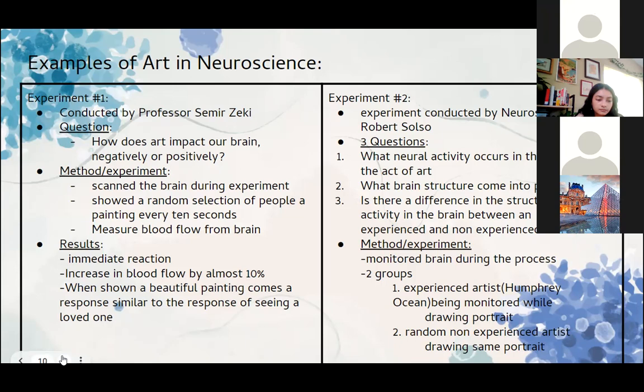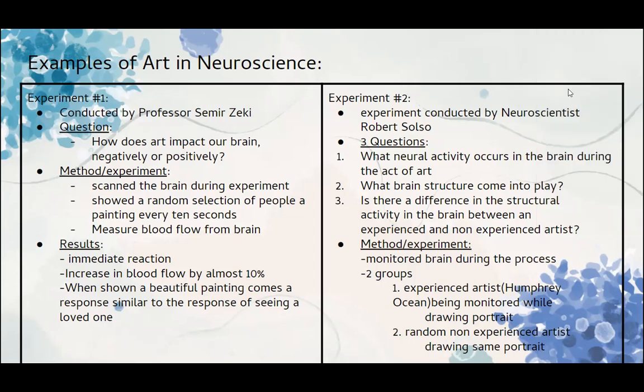So experiment number two is actually one of my favorite studies done. It was conducted by a neuroscientist, Robert Solso, and he was looking to answer three questions. One was, what neural activity occurs in the brain during the act of art? And then, what brain structure comes into play? And then, is there a difference in the structural activity in the brain between an experienced and a non-experienced artist?